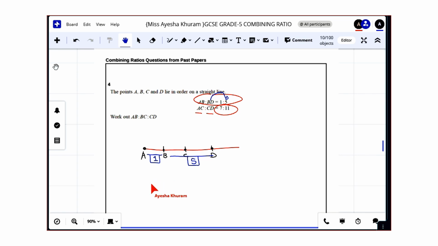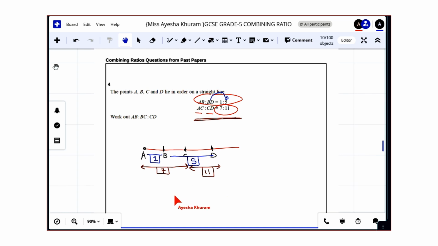For my next one, I'm using a different color so you don't get confused. I'll use the dark one. In the second ratio, he said A to C, so this is A to C, which is 7. And the question mentions C to D is 11. So I start from C to D, which is just 11. I hope you understand.